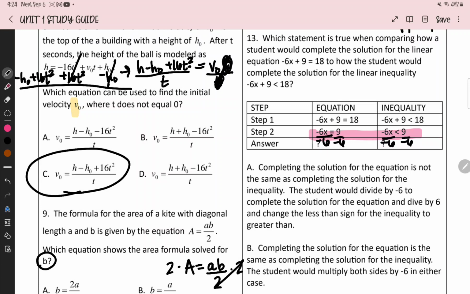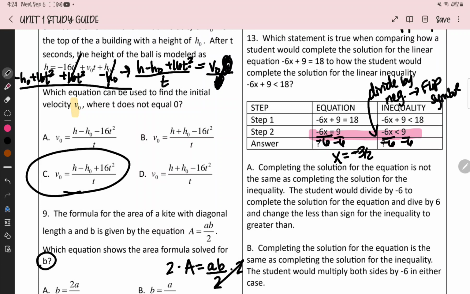Well, it's really trying to get you to realize the difference between an equation and an inequality. With an equation, you can just divide by negative 6 and great, you got your answer that x is negative 3/2, right? But with an inequality, I've divided by a negative again. Since I've divided by a negative, I've got to flip the symbol. That's what you got to remember to do.